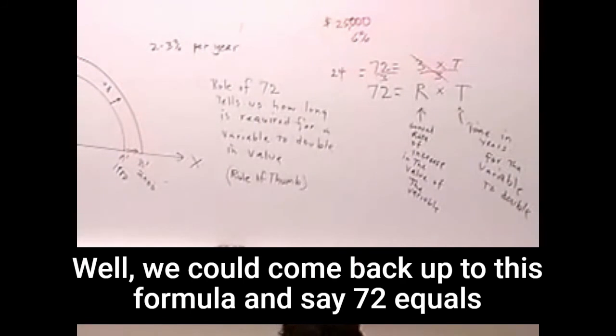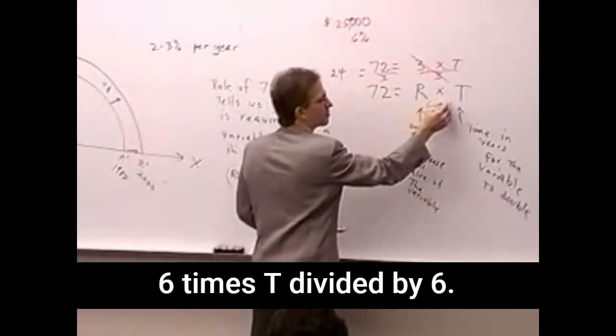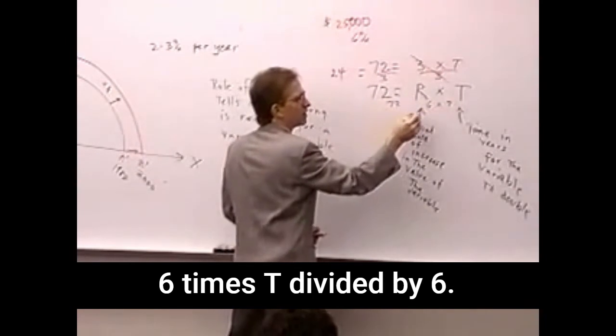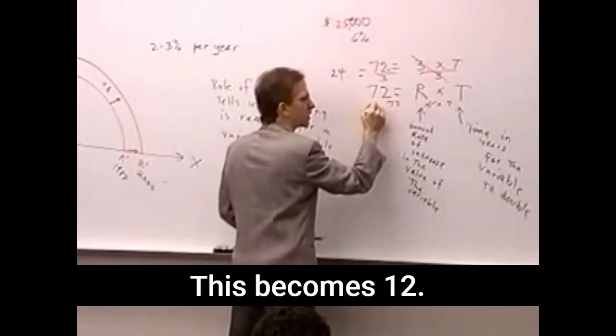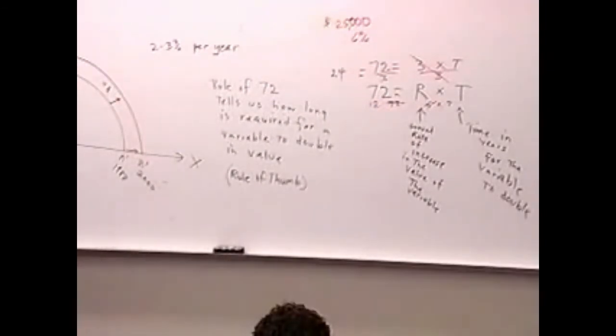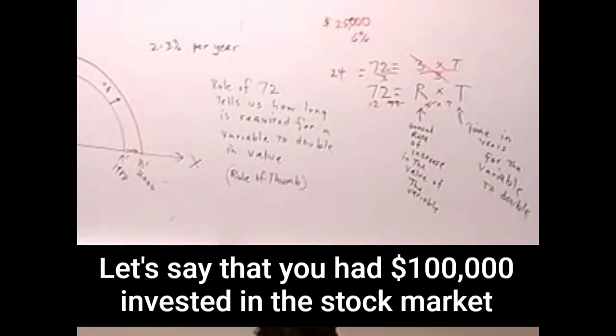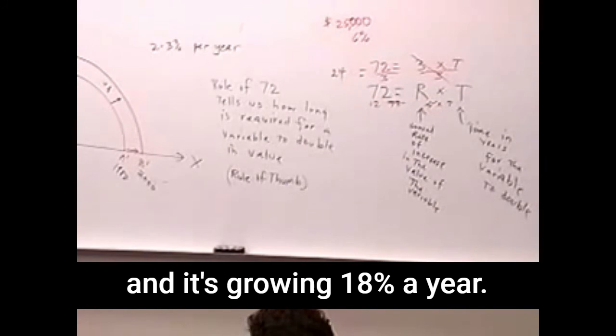Well, we could come back up to this formula and say 72 equals 6 times T. Divide by 6. This becomes 12, doesn't it? So 12 equals T. 12 years later, you'd be earning $50,000. Make sense to you? Let's say that you had $100,000 invested in the stock market, and it's growing 18% a year.